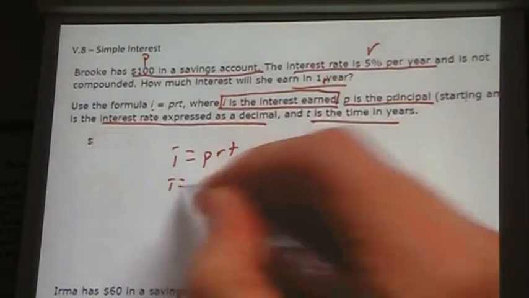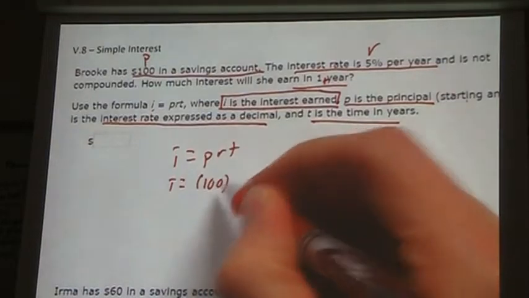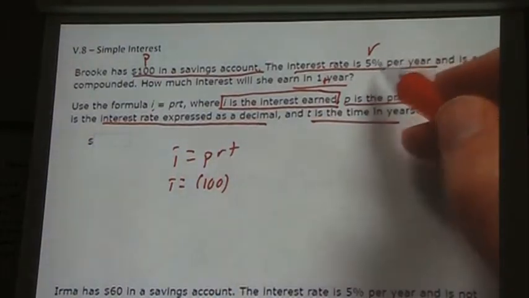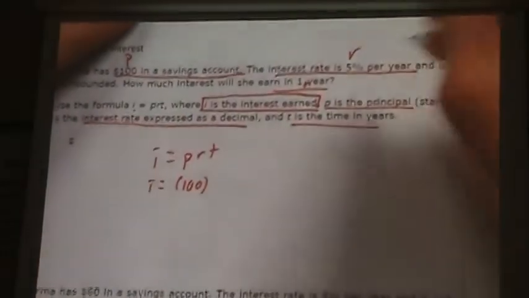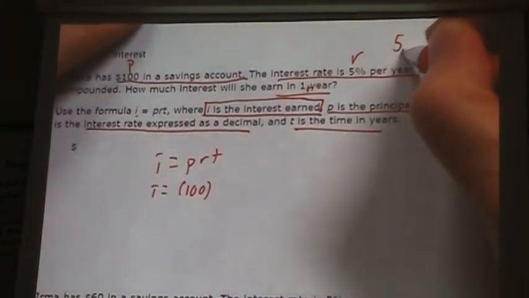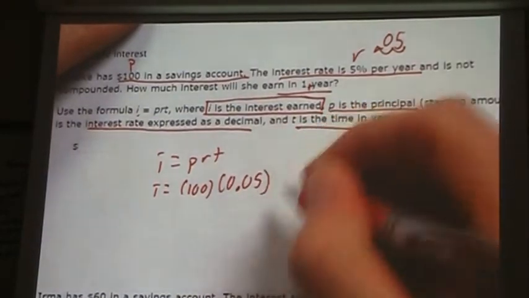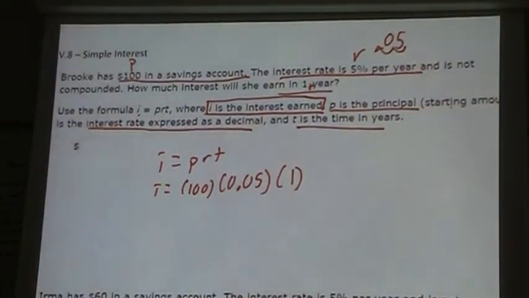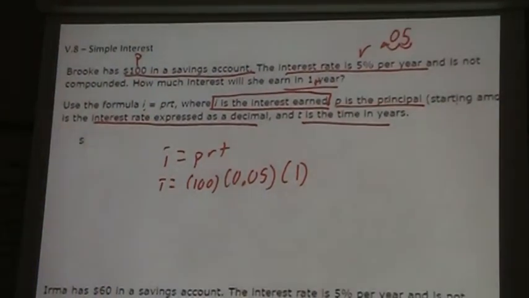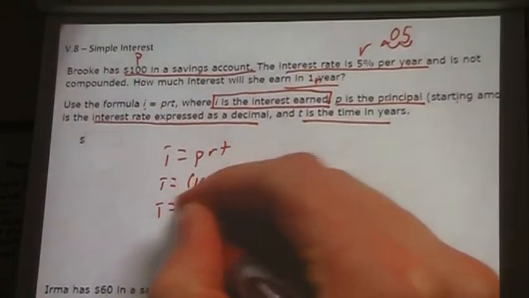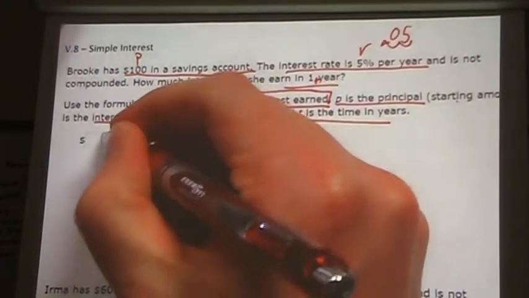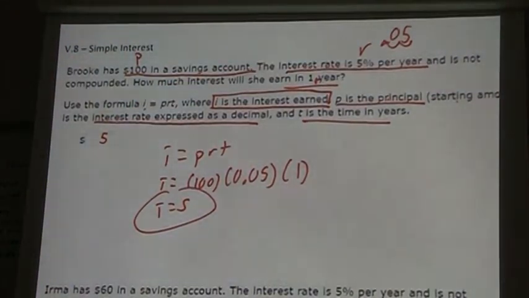So interest earned equals principal, 100, rate, 5%. Remember to turn 5% into a decimal. You move the decimal 2 places to the left. Boom. 0.05 times the time, 1 year. And this is how much interest our friend Brooke will earn in 1 year. 100 times 0.05 times 1, $5. 5 big ones. Boom. So $5 in a year.